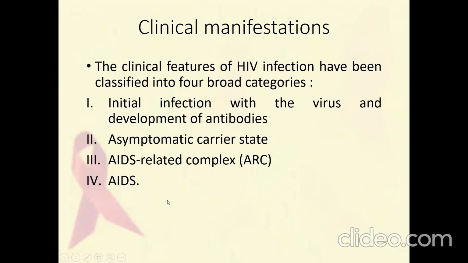So in clinical manifestation, we have seen HIV infection in 4 stages. That is initial infection with the virus and development of antibodies. Second is asymptomatic carrier state. Third one is AIDS related complex. And last one is AIDS.